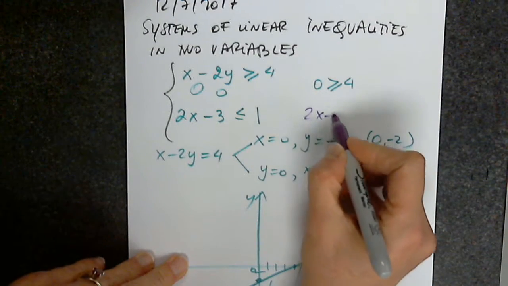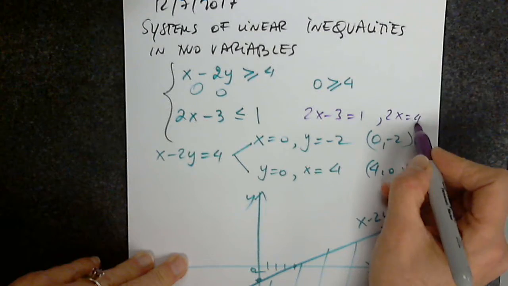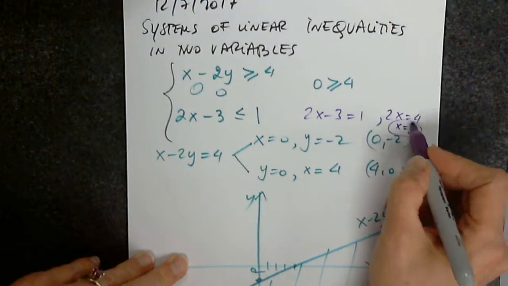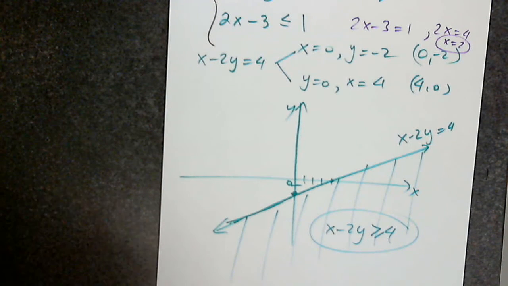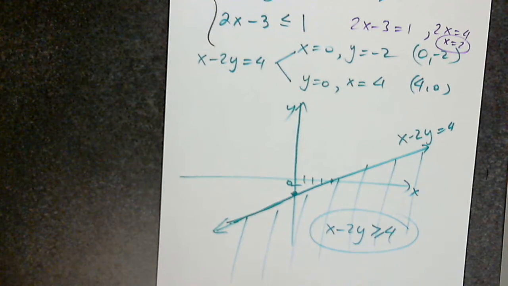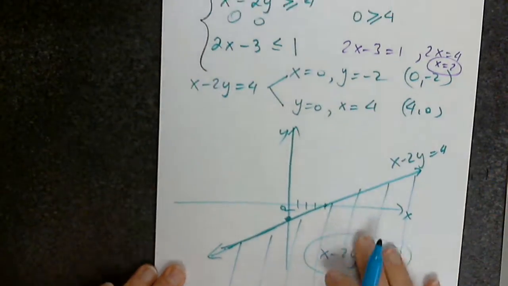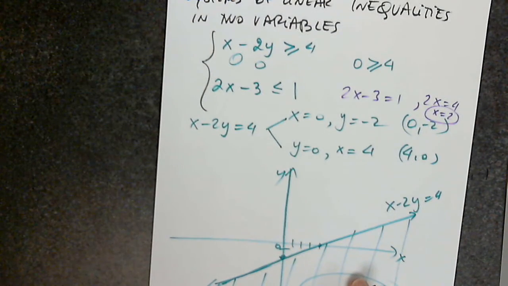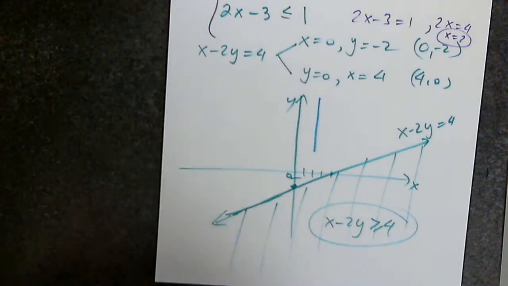So now the second one does not have y. So 2x minus 3 equals 1 means 2x equals 4 or x equals 2. How do I graph the line x equals 2? What type of line is x equals 2? Vertical line at 2. Solid or not? Awesome. So here it is.